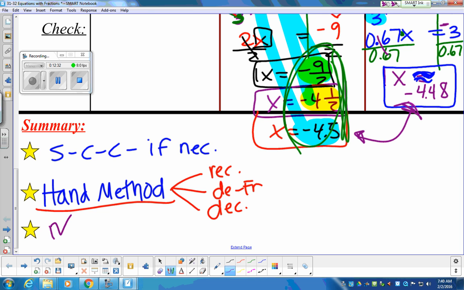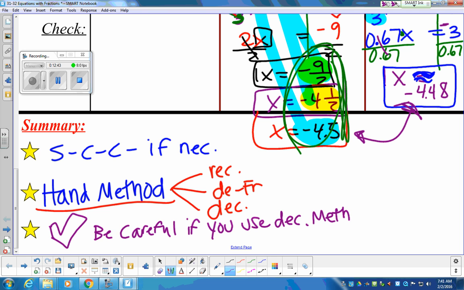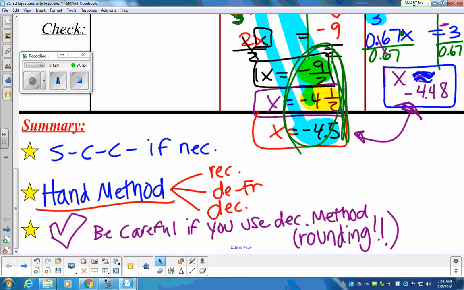And finally, you need to check. Of course, you need to check. Be careful if you use decimal method because of rounding. The rounding is tricky with decimal method. You will not get an exact answer. The rounding makes it tricky when you plug back in. You will not have perfection there. Okay?